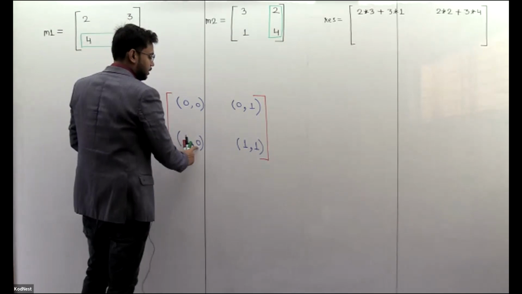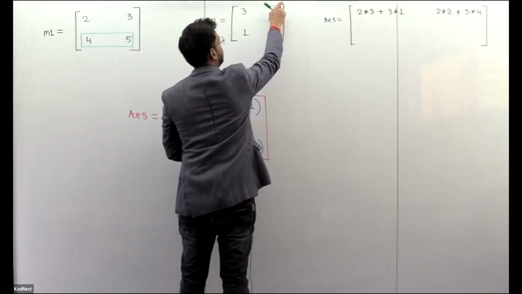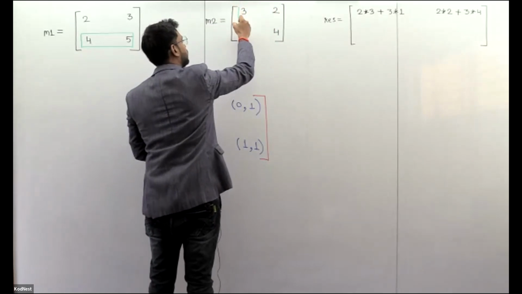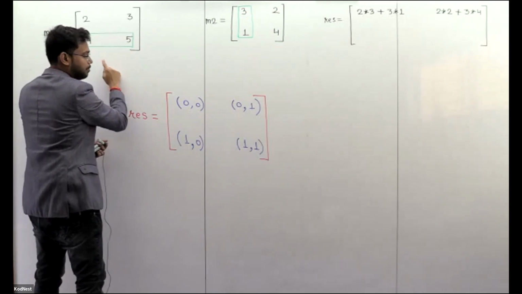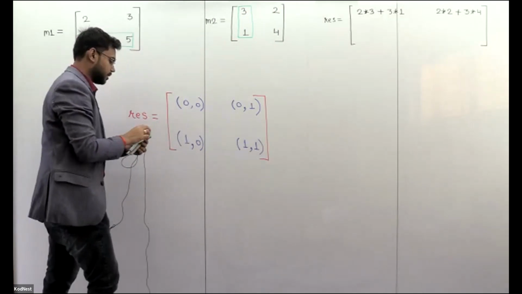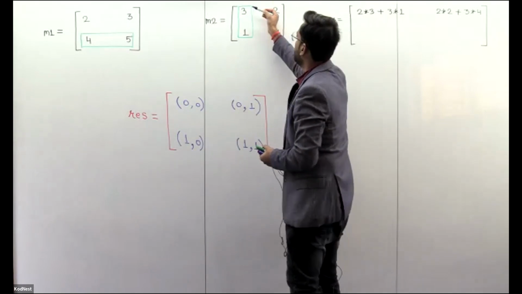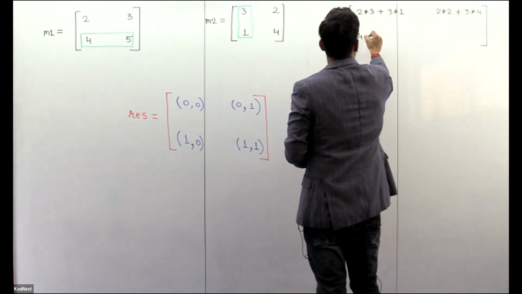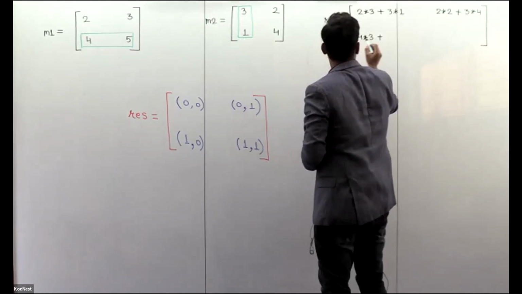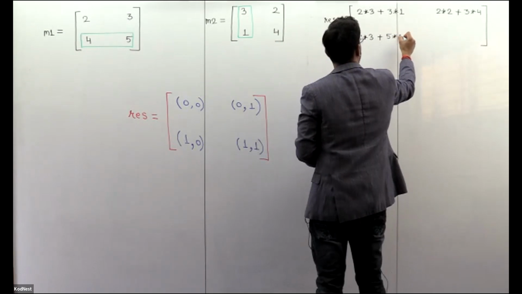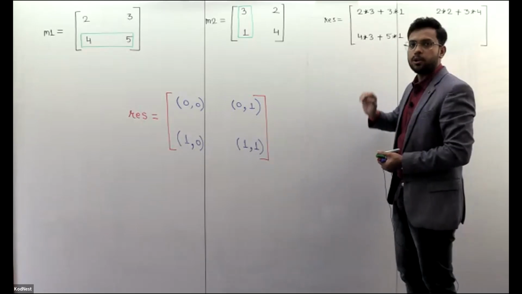Very good. I have to consider the 0th column. So here I will tell, now I am going to consider the 0th column. This is the 0th column. So first row of M1 matrix, 0th column of M2 matrix, and I will multiply them. So first I will multiply 4 with 3. So here I will write 4 multiplied by 3 plus 5 multiplied with 1. So here I will tell 5 multiplied with 1. This is your 1, 0 element if you will solve it.